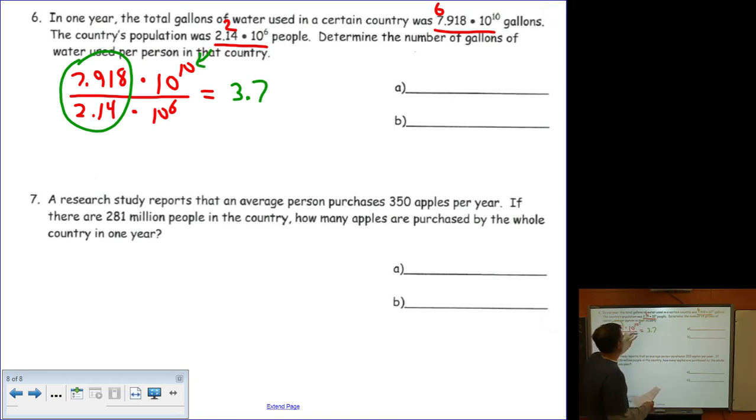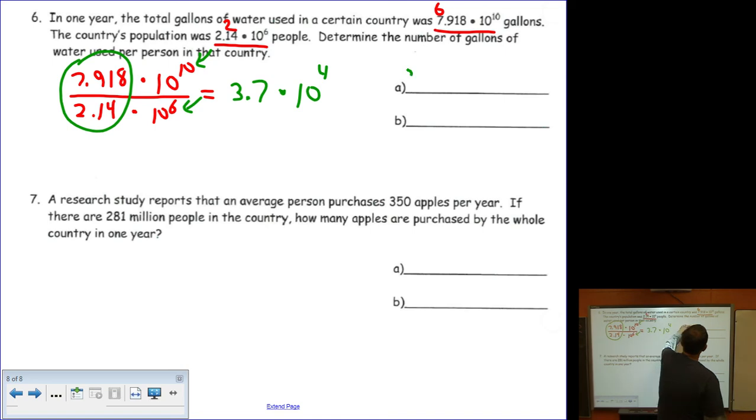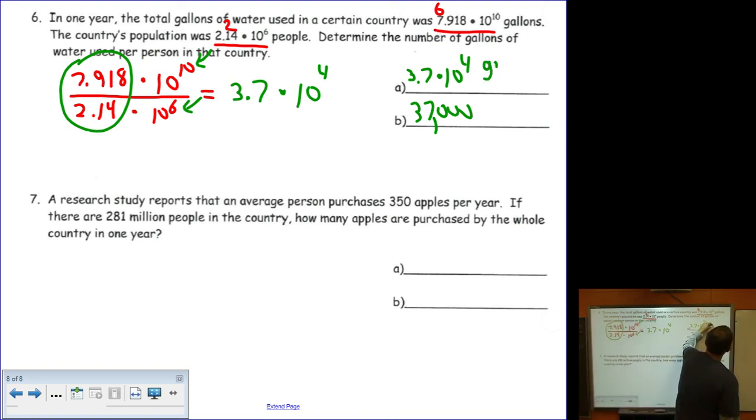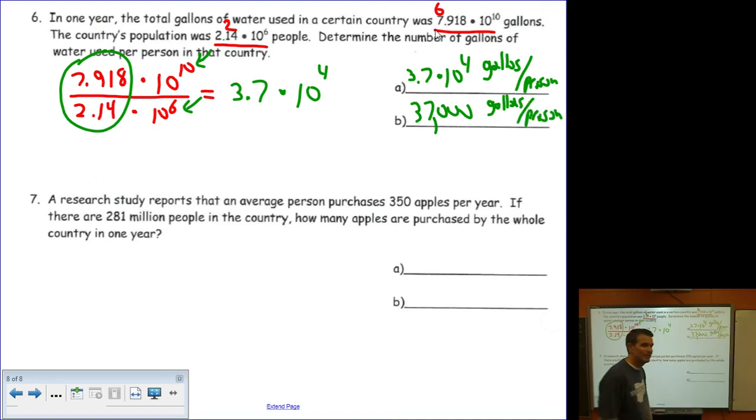And when I'm dividing, I subtract the exponents. So that would be 10 to the 10 minus 6, which is 4. 3.7 times 10 to the 4. Or if I put it in standard notation, so I move the decimal 4 spots, it would go past the 7 and then 3 zeros, 37,000. And the units on this, the number of gallons of water used per person, that would be gallons per person. All right, that takes us to our last problem.